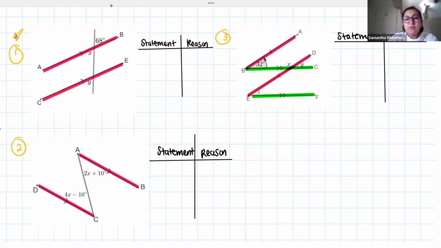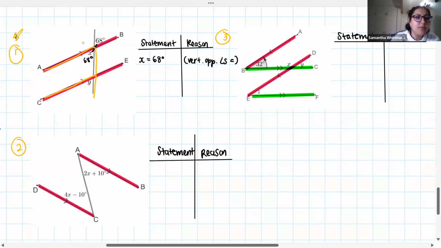So the first one, all of my highlighting here, guys, is the parallel lines. So first one, I've got X and Y that I need to find. I can see that X is vertically opposite to 68. So nice and easy, X is 68, vertically opposite angles are equal. Right, now remember, fill it in as you go, because now what I see is that I have an F shape, which means that 68 and Y correspond to each other.